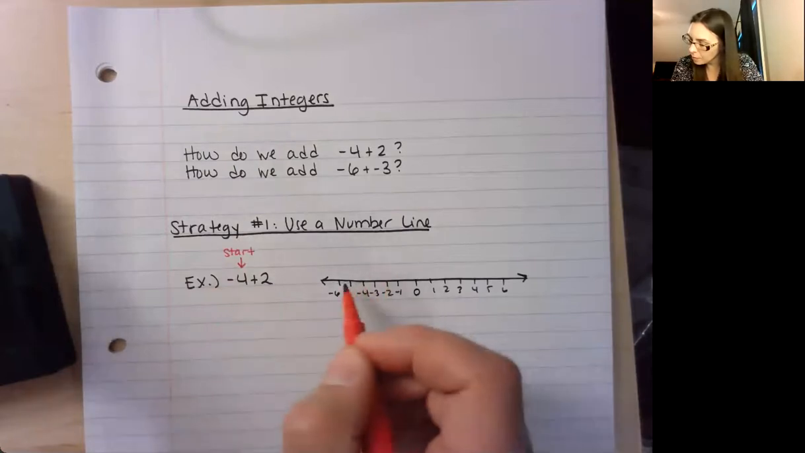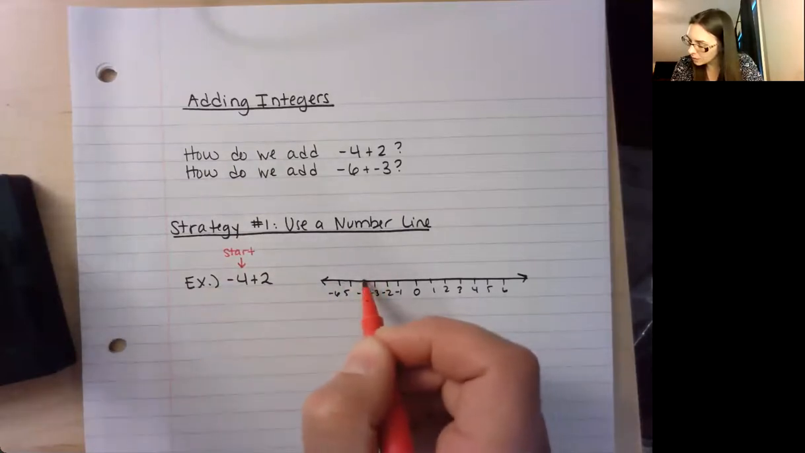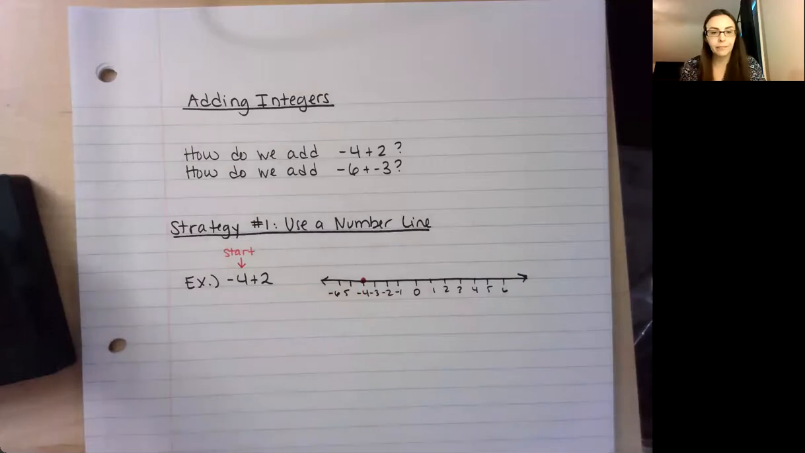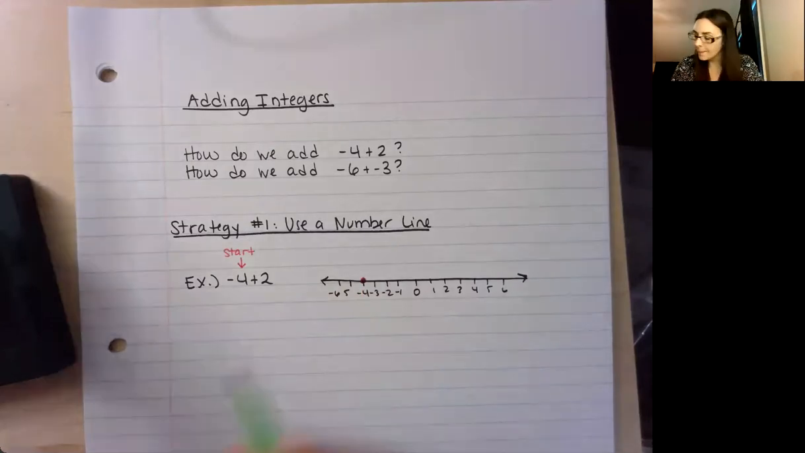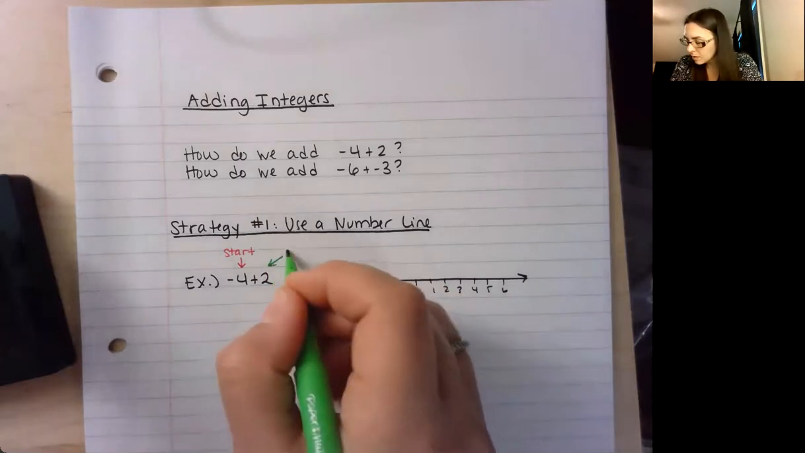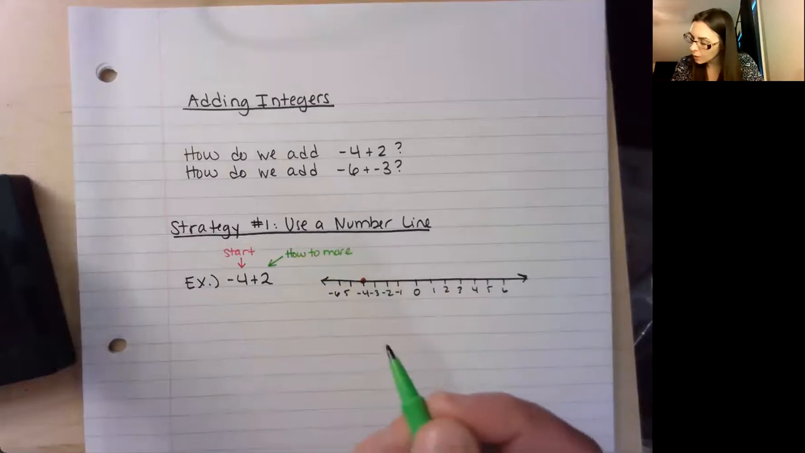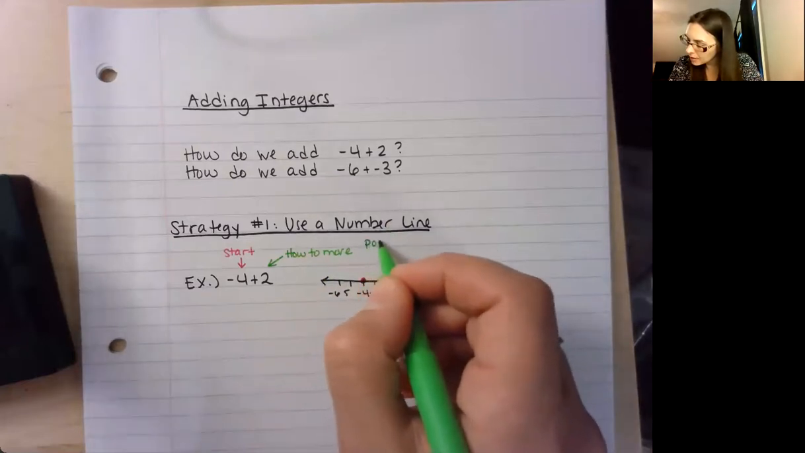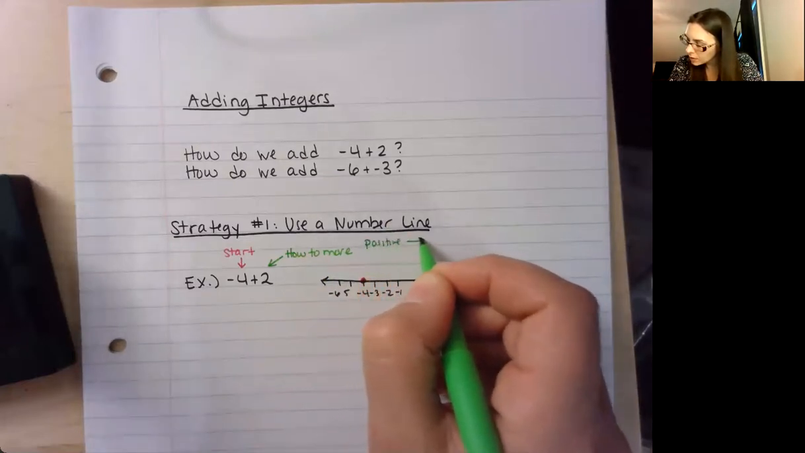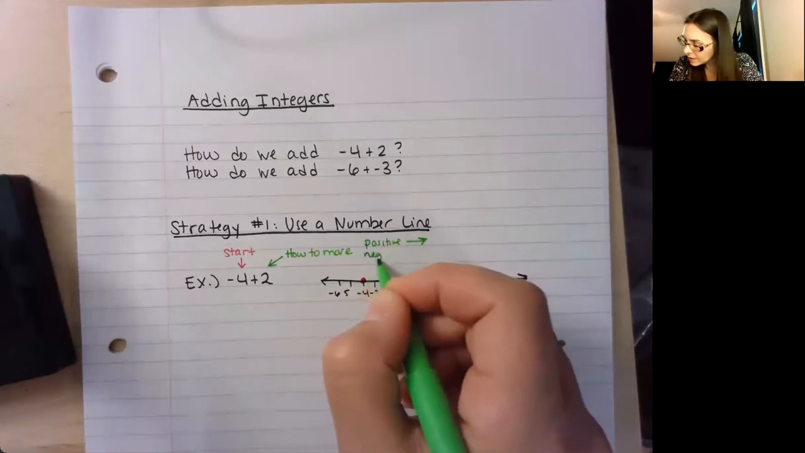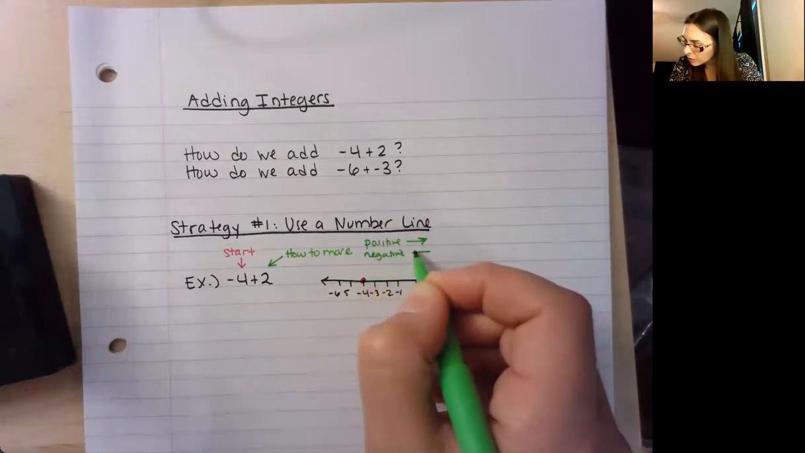I'm just going to put a little red spot here at -4. And then I'm going to use my second number as my movement. So this is how to move. If it's positive, you're going to move to the right. And if it's negative, you're going to move to the left.